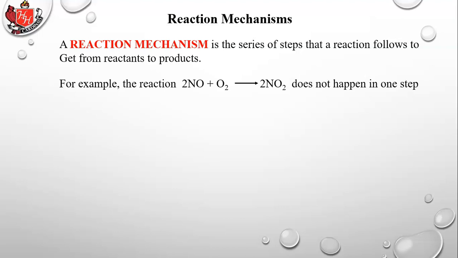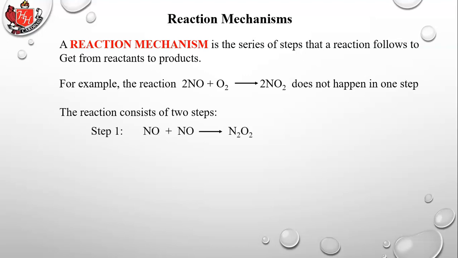So for example, the reaction 2NO plus O2 produces 2NO2 does not happen in one step. The reaction consists of two steps. Step 1, NO plus NO produces N2O2. And then in step 2, the N2O2 produced in the first step combines with the O2 to produce 2NO2.